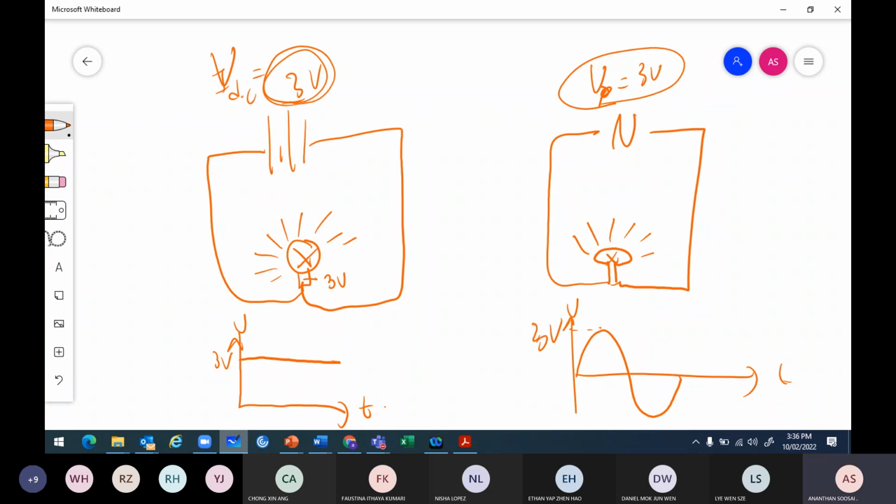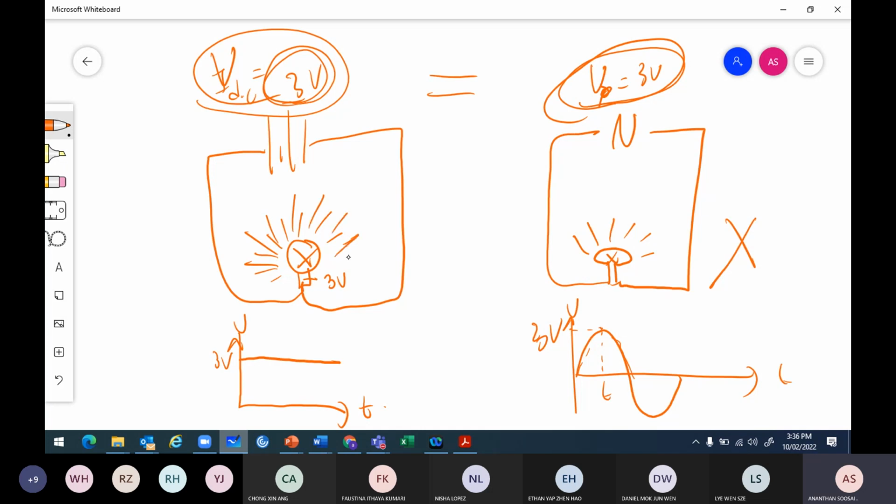Jantat, what do you think? I'm not sure. So, the peak voltage of 3 volt only happens at a certain time only. After that, the voltage drops to less than 3 volt, right? So is it going to be normal brightness? Not really. No way. So the peak voltage of 3 volt is not equivalent to the DC voltage, which is going to give the same brightness.